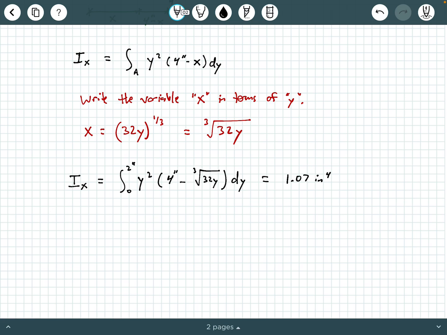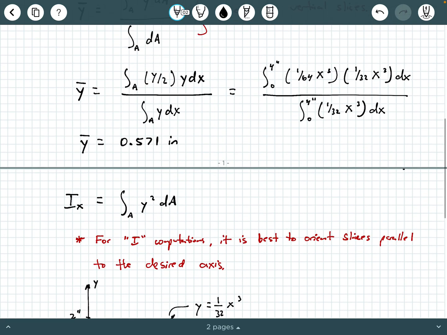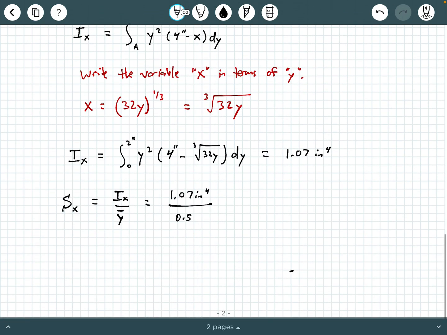Well, now we have all the pieces that we need. If you're ready to go, the section modulus about the centroidal x-axis, not the global x-axis, is going to be I sub x over y bar. So we have 1.07 inches to the fourth divided by, what do we get for y bar earlier? 0.571 inches. And we get 1.87 inches cubed for S sub x, and that is definitely one of our answers. That's the section modulus about the centroidal x-axis.